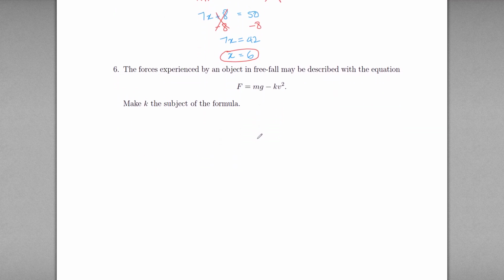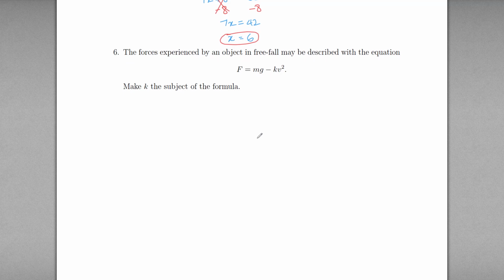Alright, number 6. Forces experienced by an object in free fall can be described by this equation. That's gravity, that's a resistance of some sort. Alright, make k the subject of the formula. So I've got to try and isolate this k here. Okay. Now, a few approaches to this. My preferred way is to make whatever I'm looking for, try and make it positive first. See how it's like it's negative here.